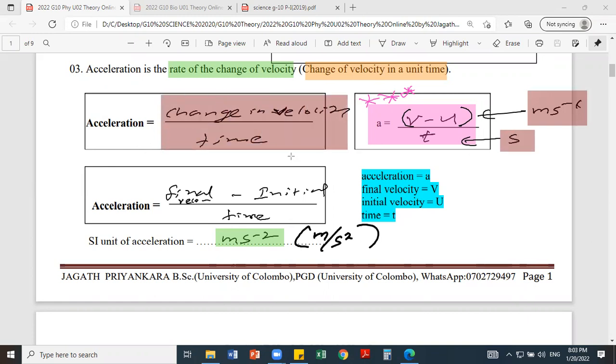Change in velocity over time. Change means final velocity minus initial velocity, over time. Then the standard symbols I gave: final velocity V, initial velocity U, time taken T, and acceleration A. Therefore, in the exam calculation, there is no need to write the word equation. It is accepted in the exam, no need to define each letter here, right? Okay, very important.